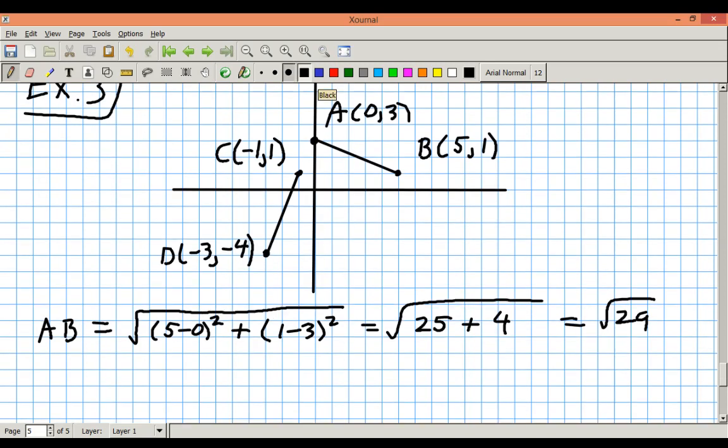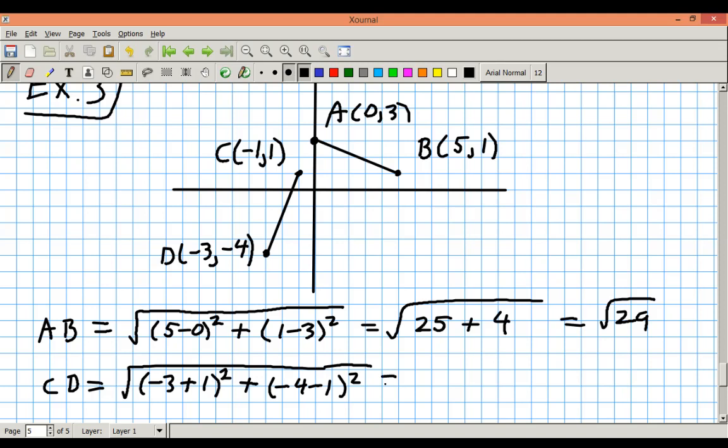Okay, now let's do the same calculation for segment CD. So segment CD equals the square root of. Again, we're going to subtract x coordinates, so it's going to be a negative 3 minus a negative 1, so be careful. A negative 3 minus a negative 1 is negative 3 plus 1. Square that. Plus, now let's subtract the y coordinates, so it's a negative 4 minus 1. That's going to be squared, and that's all underneath that radical.